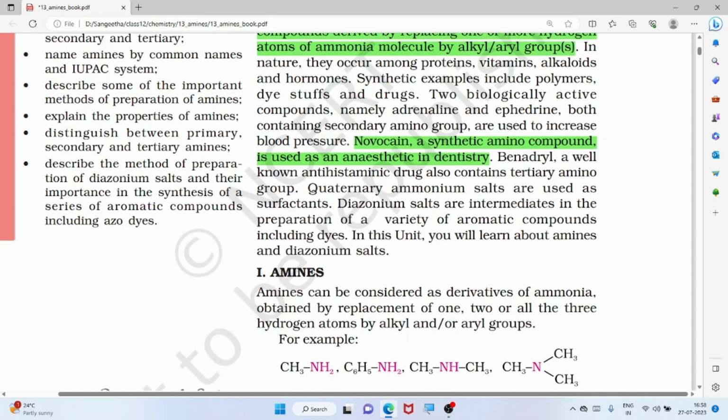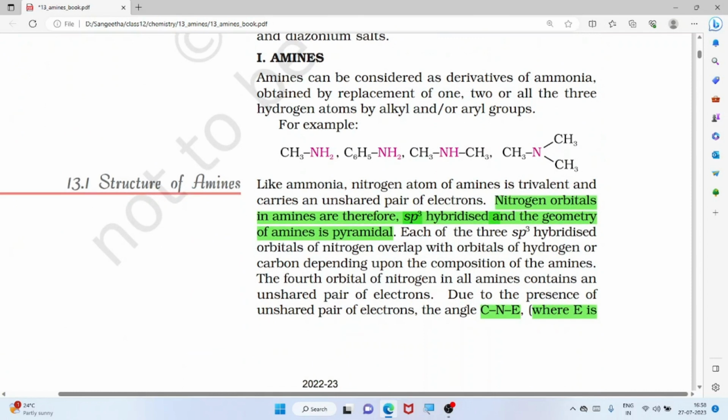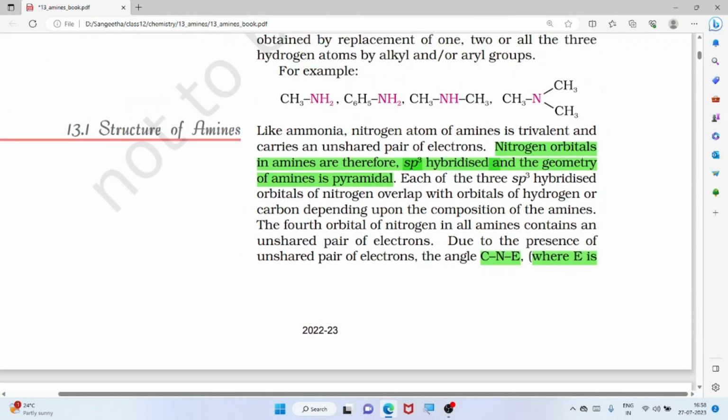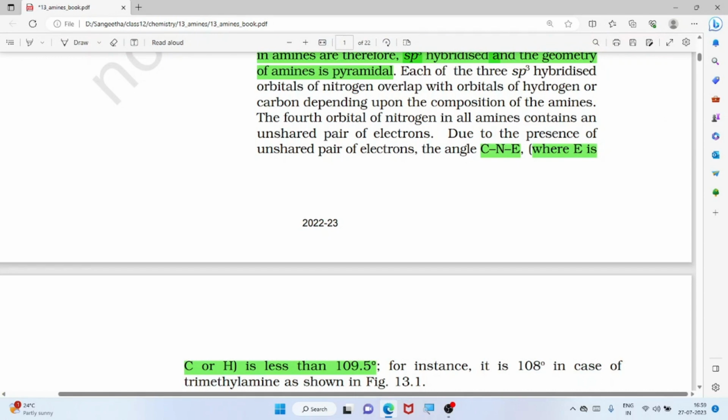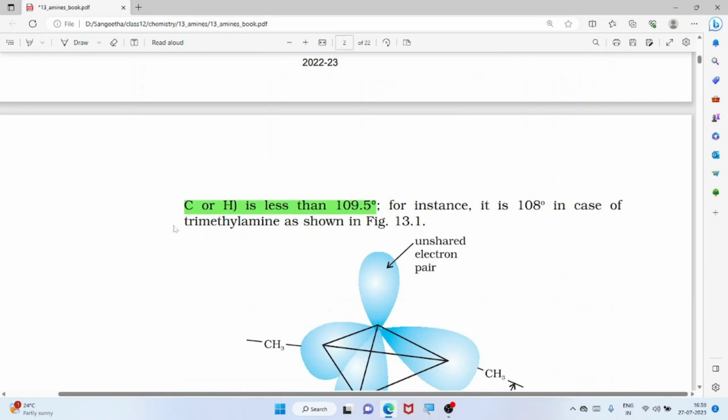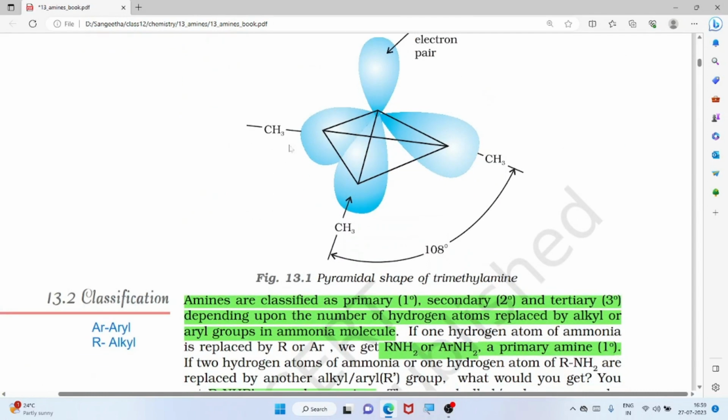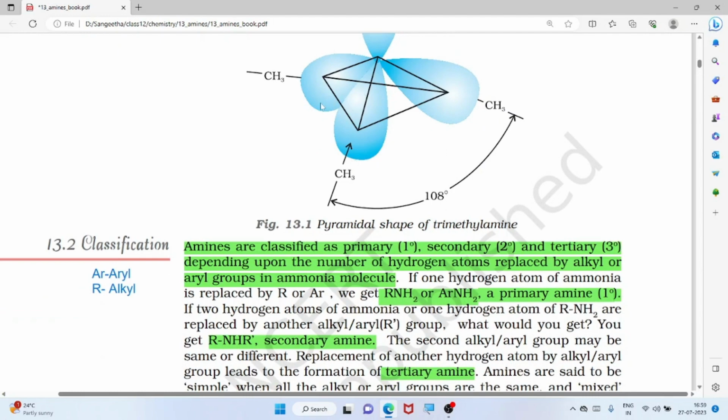Okay, these synthetic amino compounds are used as anesthetics. Here the nitrogen orbitals of the amines are sp3 hybridized and the geometry of the amines is pyramidal. Due to the presence of the unshared electron pair, the angle C-N-E, where E can be carbon or hydrogen, is about 109.5 degrees, and this is the pyramidal structure of these amines.